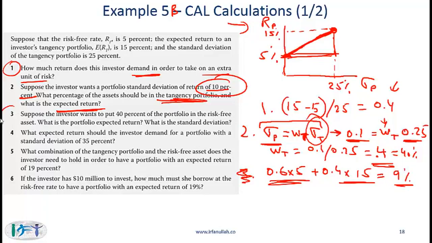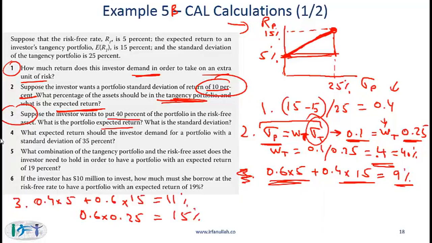Now do part 3. So part 3 is simple. The return is simply the weighted average. The risk is 0.6 into 0.25. The mistake that some people might make is to plug in 40%, but keep in mind that in this formula, it is the weight of the tangency portfolio that we need, and that weight is 60% or 0.6. Now do the remaining 3.